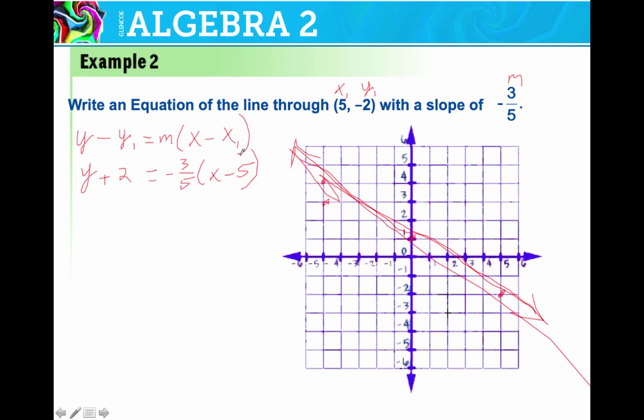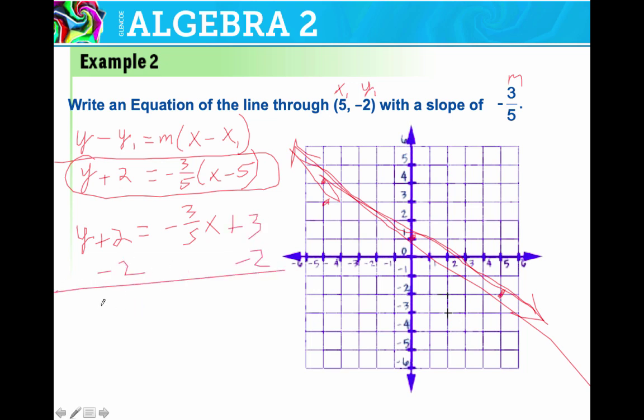Now, if they wanted, this is technically correct. If we wanted to turn it into y equals mx plus b, I distribute the negative 3/5, and then I subtract the 2, and we get negative 3/5 x plus 1, which somewhere in here is my y-intercept of 1. So, good stuff.